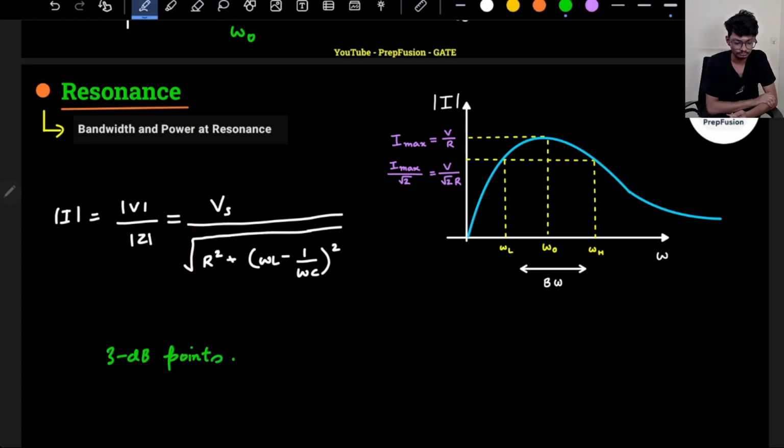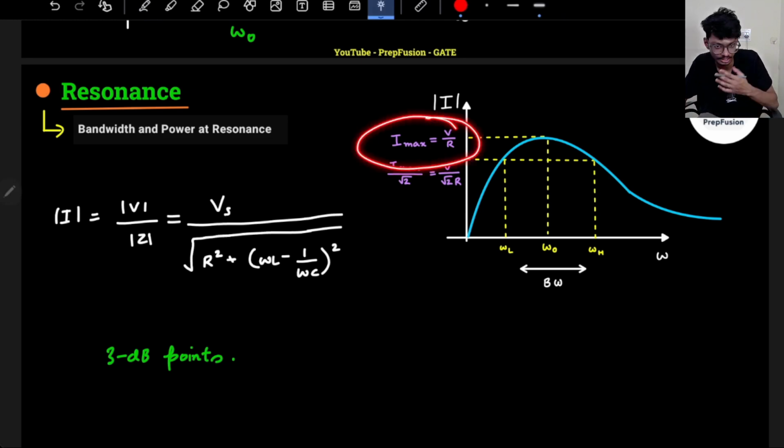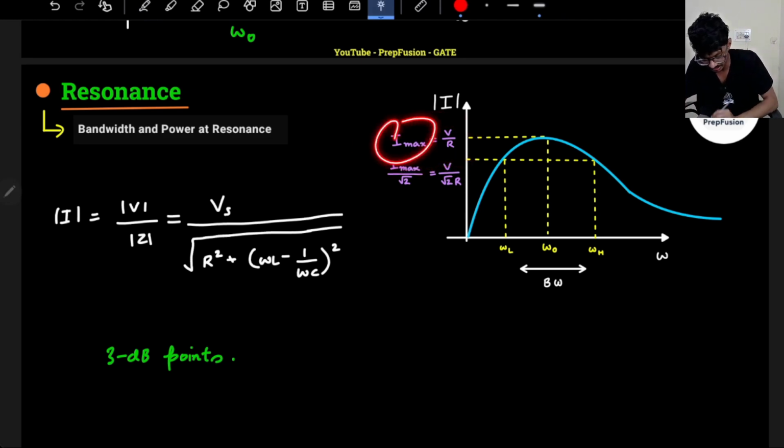Okay, they are called the 3 dB points basically. So why is it called 3 dB points? Basically, we identify this as the peak of the current, the maximum value of the current that my current can reach, because this is the point of peak. After that it will only reduce. So peak is V by R.